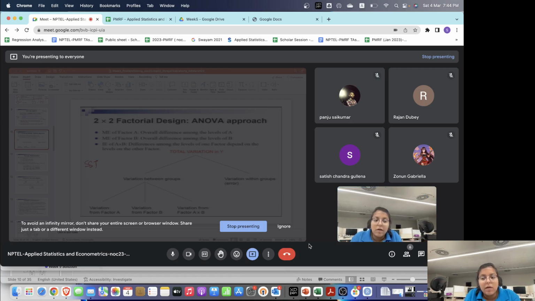So just remember, in ANOVA we are primarily dealing with qualitative or categorical variables. When we mix the two up, qualitative and continuous, we are actually doing an ANCOVA model. Is it okay? Yes, ma'am, it's clearer now.